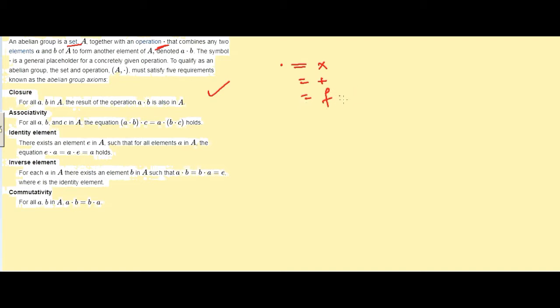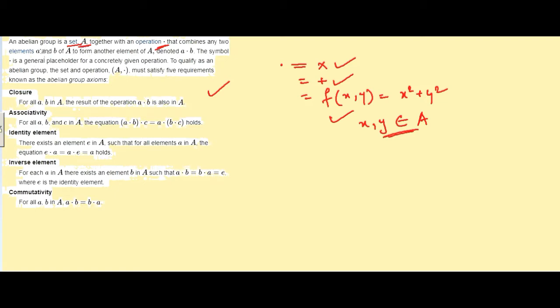Like function x and y is equal to something like x square plus y square, where x and y maybe they belong to set A. So basically this operation is a function. It can be a simple multiplication, it can be an addition, or it can be a very complicated function, but this function has to be defined on the set A.